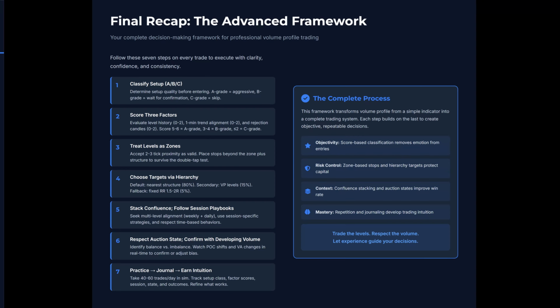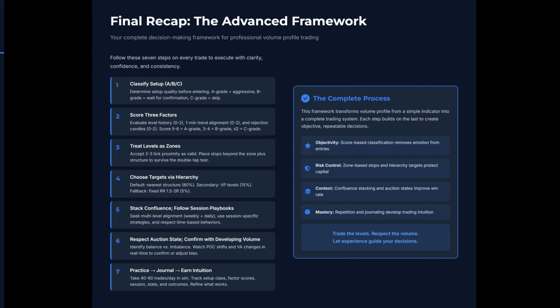Eastern offers the highest volume and the strongest reactions at major levels. Asian overnight offers thin volume and requires more confirmation. London session during the overlap with New York can deliver explosive directional moves.